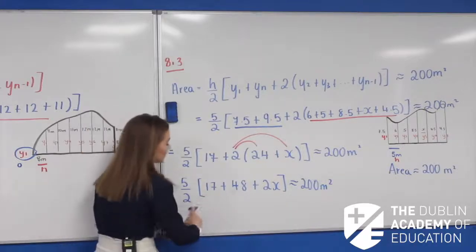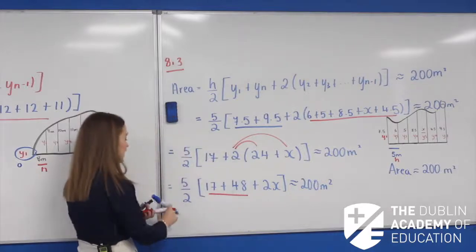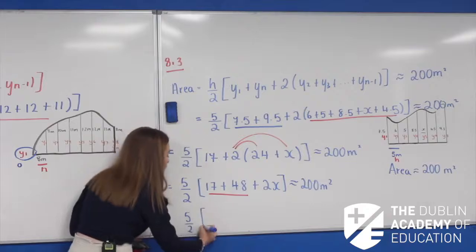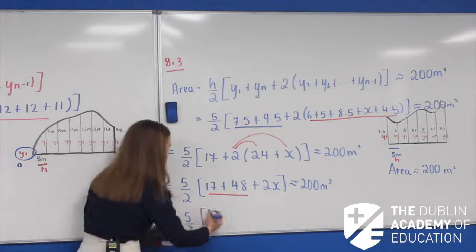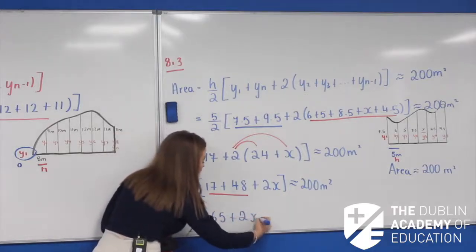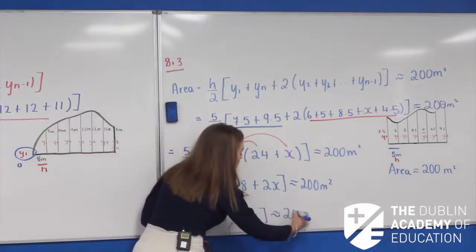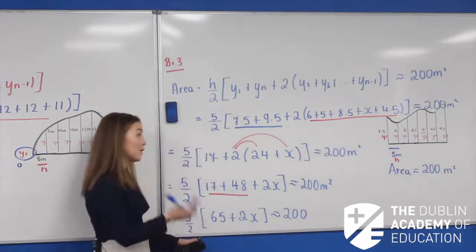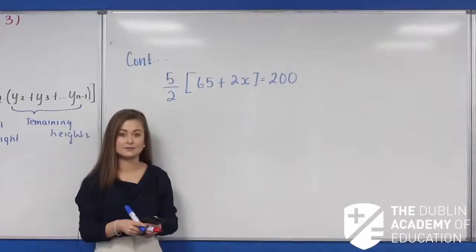Now, my next step is I'm going to add up what's inside this bracket here. So what I'm going to get here is my 5 over 2, open my bracket, I'm going to have my 17 plus 48, and I'm going to get out 65 plus 2x, close my bracket, is approximately 200. Now guys, I'm going to pause there for a second. I'm just going to wipe off the board behind me and I'll be back to you in 2 seconds.